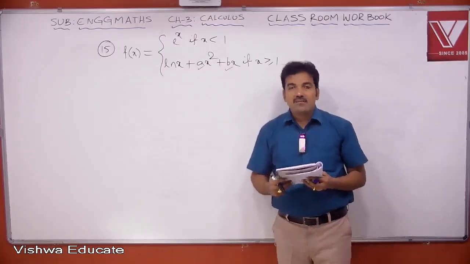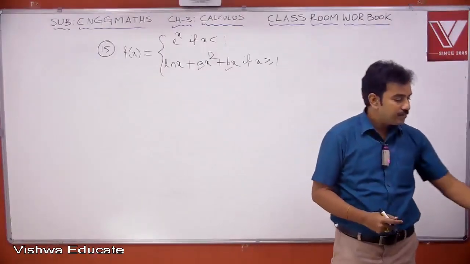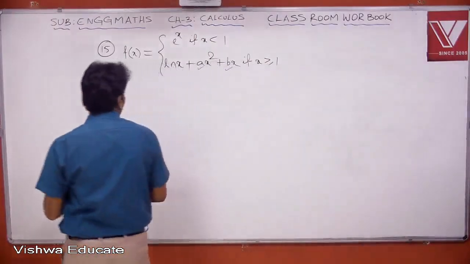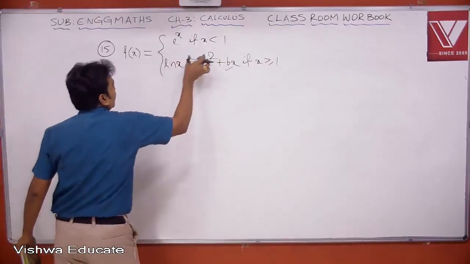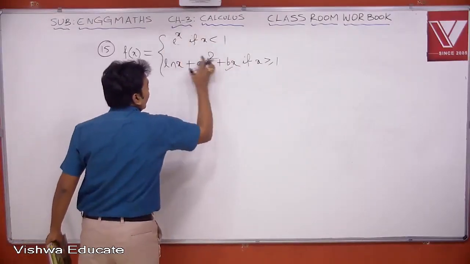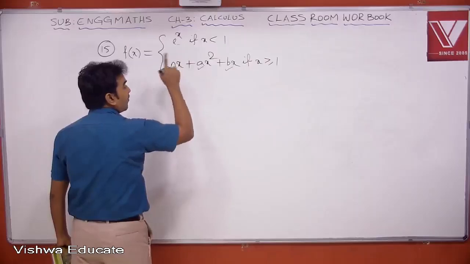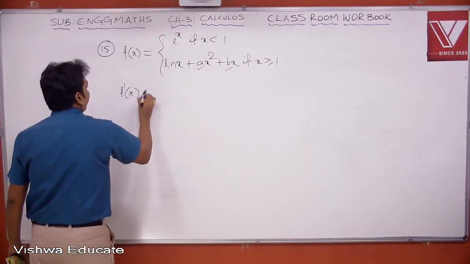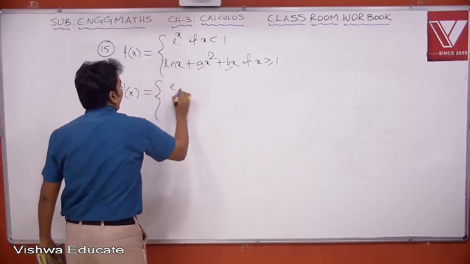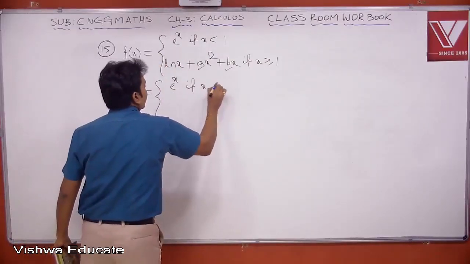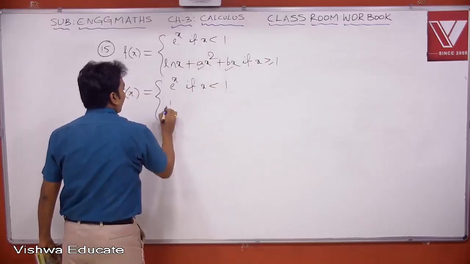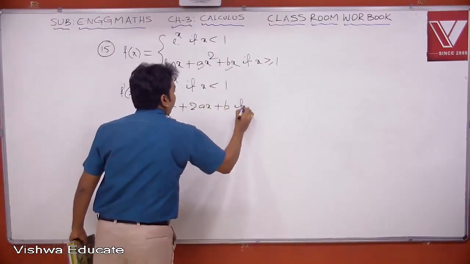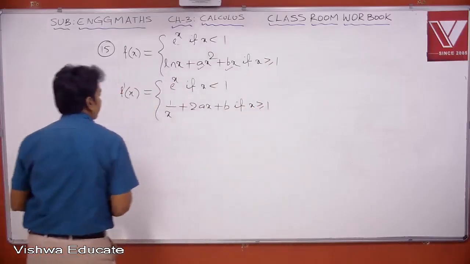Right. When you look at all options, they are related to differentiation at x equal to 1. Now the function takes two different forms. Below one, this is one function; above one, another function. So we need to go for left hand and right hand derivatives. Let us find the derivative. Here f dash of x equal to derivative of e power x if x is less than 1. Now its derivative is 1 by x plus 2ax plus b if x is greater than or equal to 1.